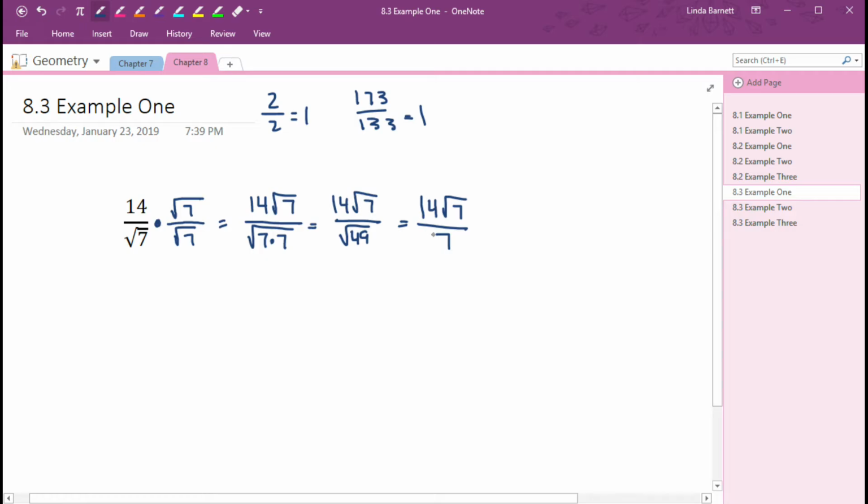I'm not quite done yet because 14 divided by 7 is 2. So I can simplify that. So this is just going to be 2 root 7. And that is how we rationalize the denominator, which will come in handy when we're dealing with our special right triangles.